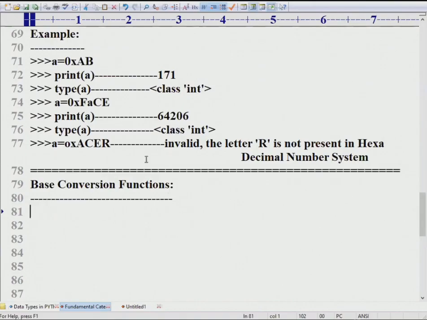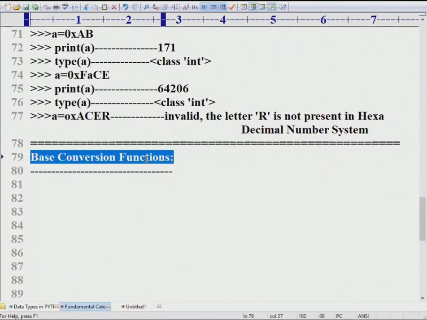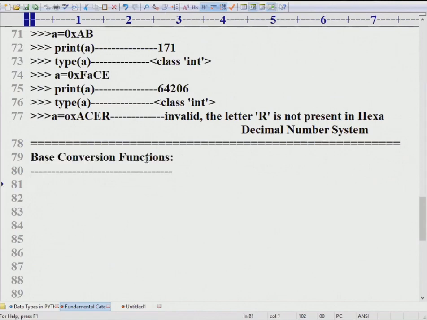So what is the purpose of these base conversion functions? Converting which type of value? Decimal number system value into binary, octal, hexa. That is the purpose of base conversion functions. How many functions do we have? Three functions. What are those? Bin off.